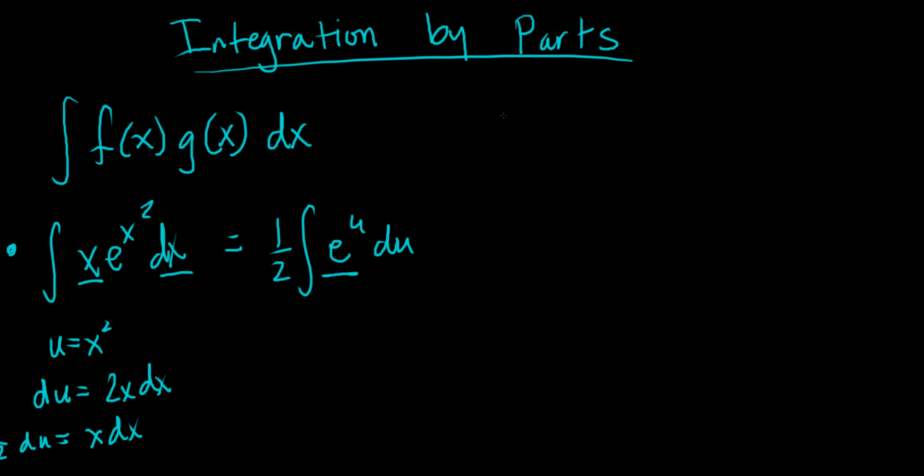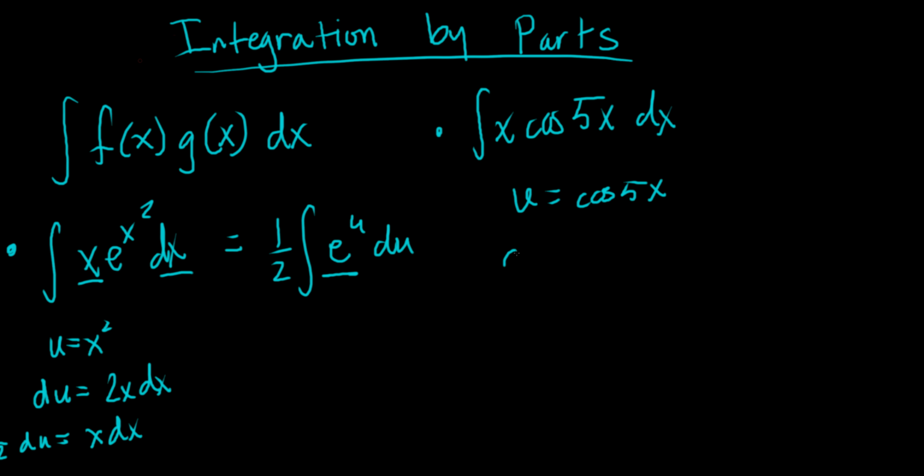So I can show one example. If you had the integral of x times cosine of 5x with respect to x, u substitution will not help you here. You can't do u equals x. That's not a substitution that gets you anywhere. But what if you did u equals cosine of 5x? Well, if we took the derivative of this with respect to x, we would get -5 sine of 5x dx. And this isn't helpful.